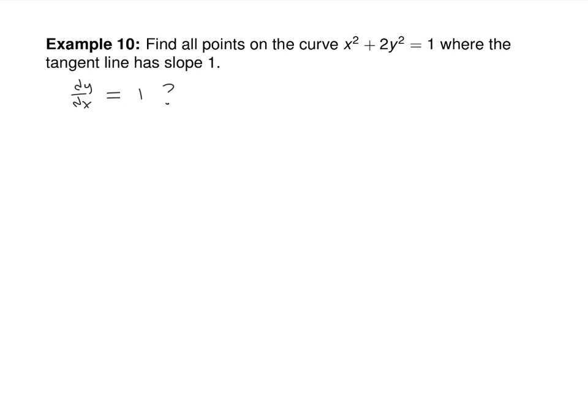Does that make sense? Tangent line having slope 1 means the derivative is 1. So we're saying, when is the derivative 1? After you found the derivative, yep. So the first step is to find the derivative. This derivative isn't super hard, is it? It's going to be 2x plus what? Then dy dx equals 0.